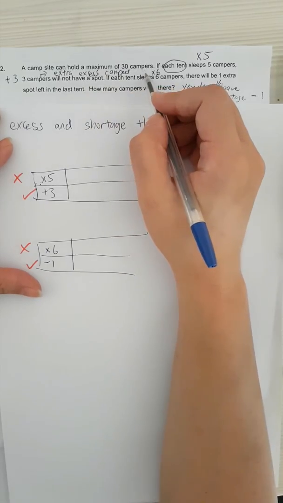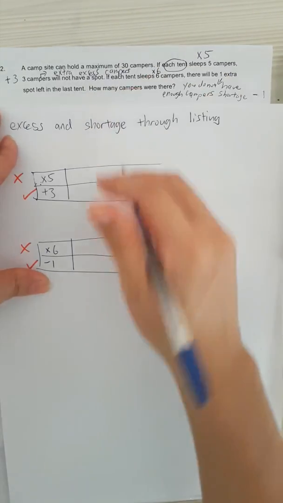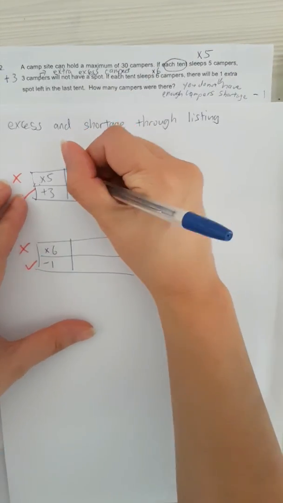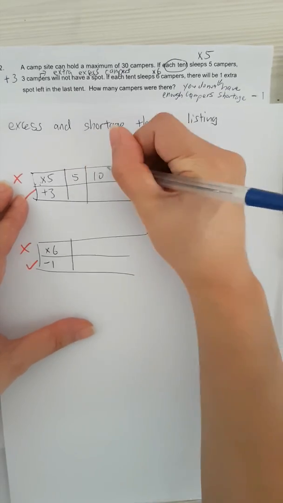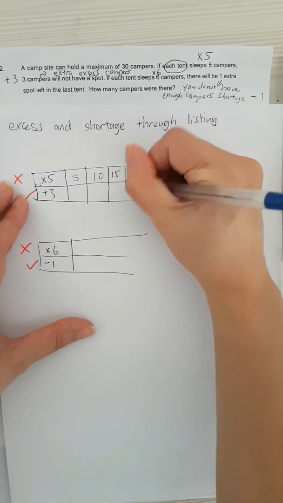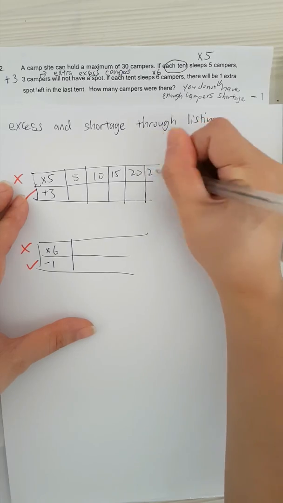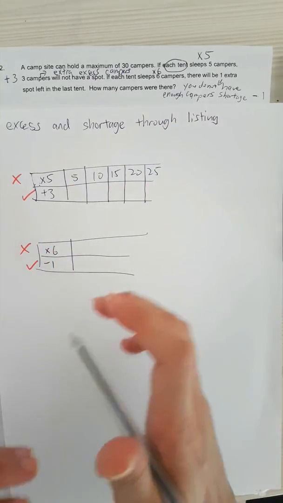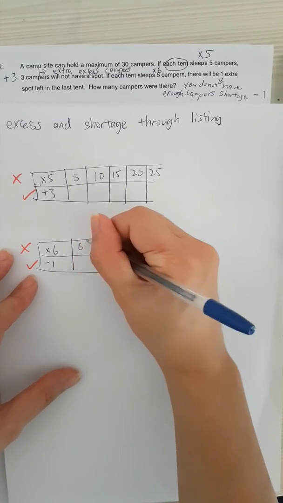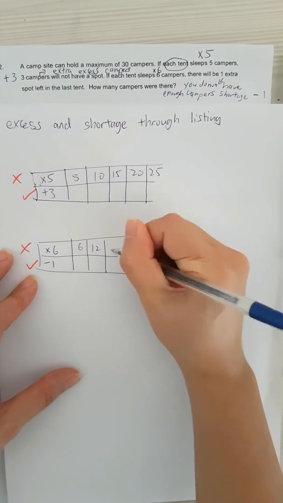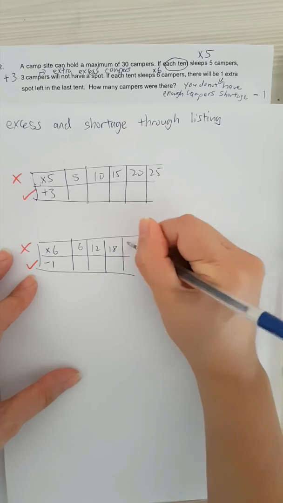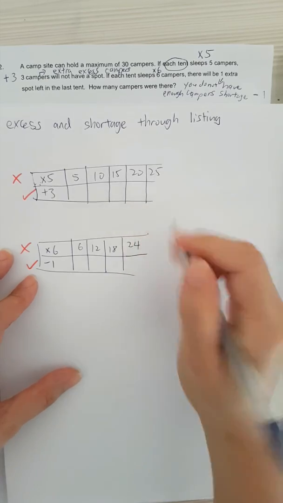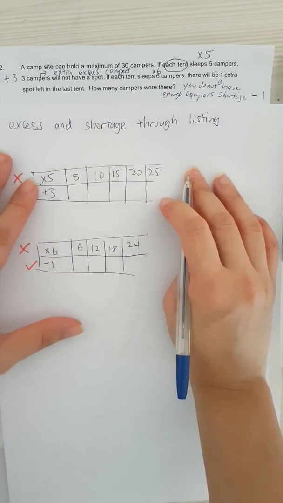Now you can hold a maximum of 30 campers. Okay, so let's go with 5 times table first. 5, 10, 15, 20, 25. So you just go for a random number of multiples first, and then you adjust later on. 6, 12, 18, 24. Okay, now when do I stop?